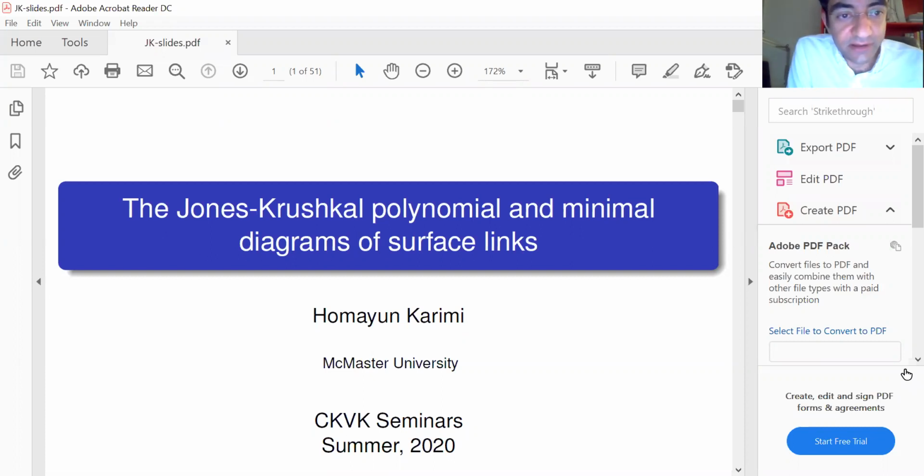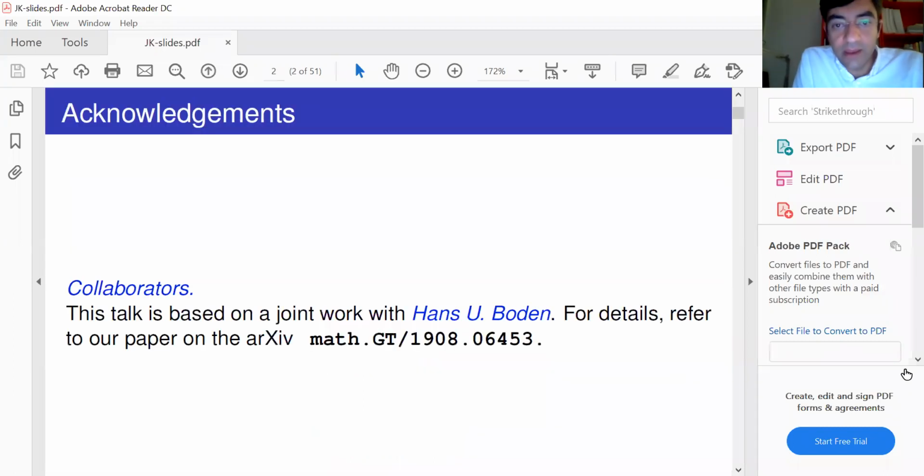This talk is about the Jones-Krushkal polynomial and minimal diagrams of surface links. This is joint work with Hans Boden.